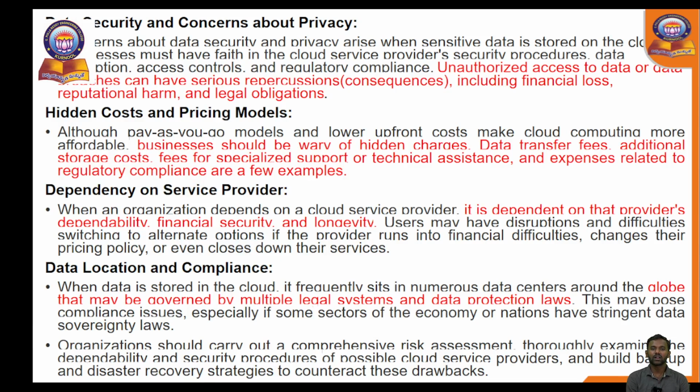Next one is hidden costs and pricing models. Businesses should be wary of hidden charges, data transfer fees, additional storage costs, fees for specialized support or technical assistance, and expenses related to regulatory compliance, to name a few examples. All these are hidden costs. These costs will not be exposed by the service provider when you are taking the agreement or opening the account with the service provider. So you should take care of all these well in advance.